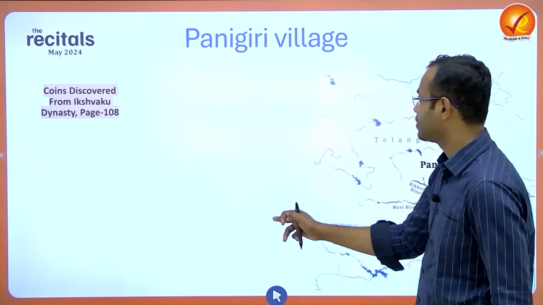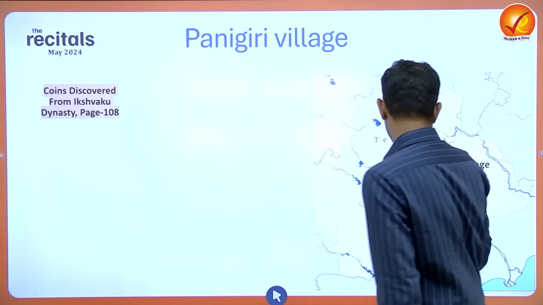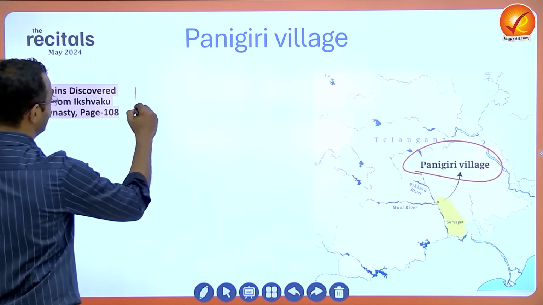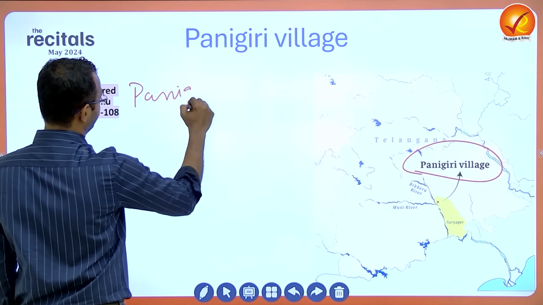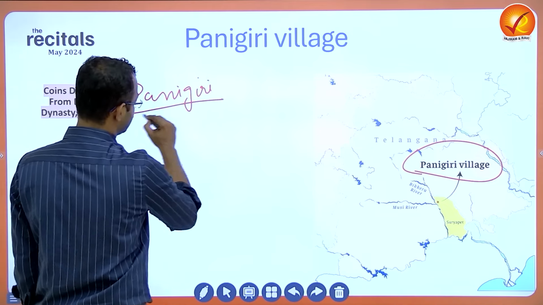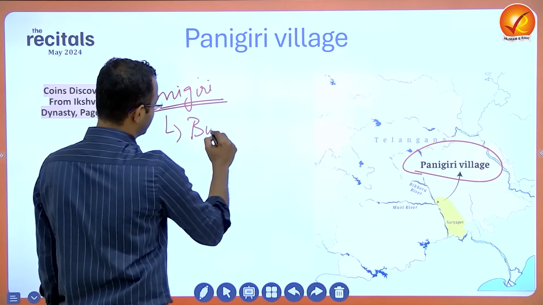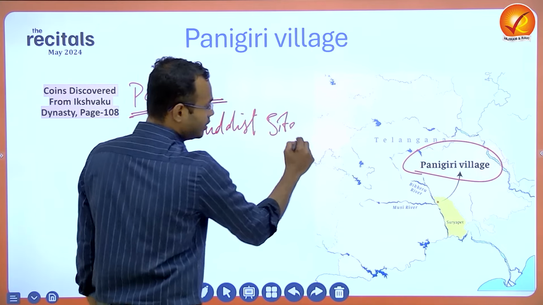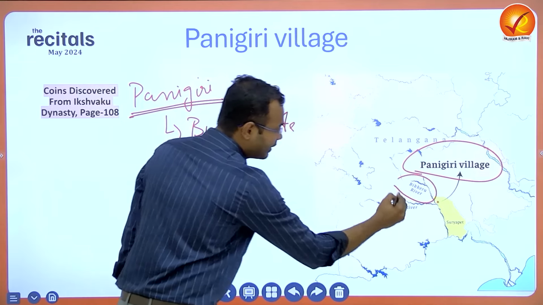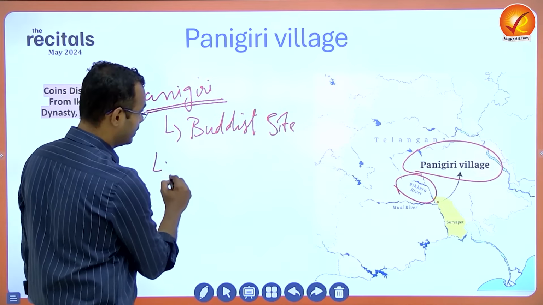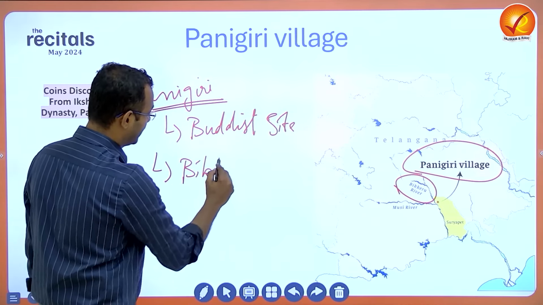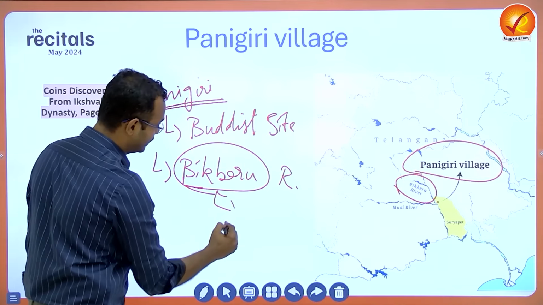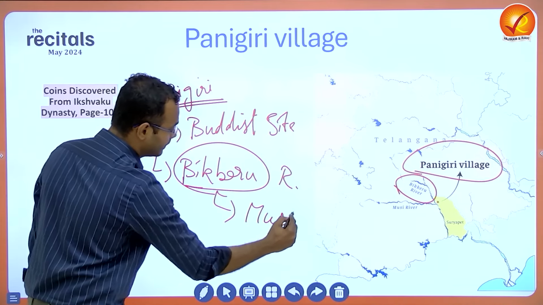Moving to the next geographical location, with respect to the village in Telangana, Panigiri village. The Panigiri village is an important Buddhist site located on the river called Bikeru River. This river Bikeru is a tributary of river Musi.